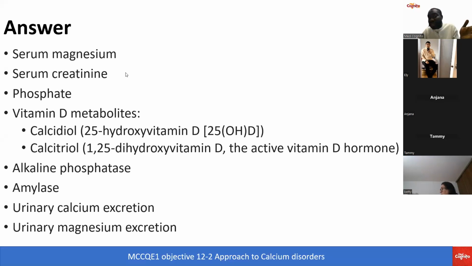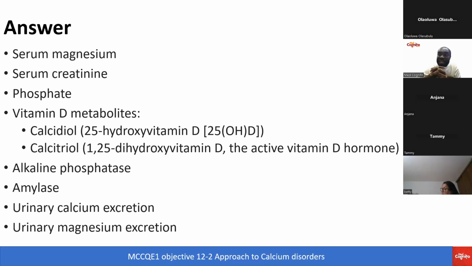And I've given you reasons. We've learned that there's a relation between hypocalcemia and hypomagnesemia. We've learned that there's a relation between hypocalcemia and chronic kidney disease. We've learned that there's a relation between hypocalcemia and phosphorus levels. We are going to learn that there's a relation between hypocalcemia and vitamin D levels. And there are two metabolites of vitamin D.